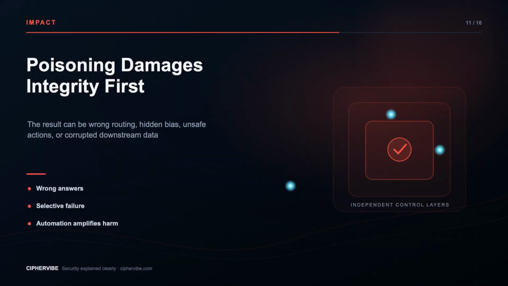Outputs no longer match the intended rule. In a real application, that can mean biased recommendations, unreliable classification, unsafe tool selection, hidden policy bypass, or false documents feeding later decisions. Automation amplifies the impact because one poison source can influence thousands of downstream interactions.